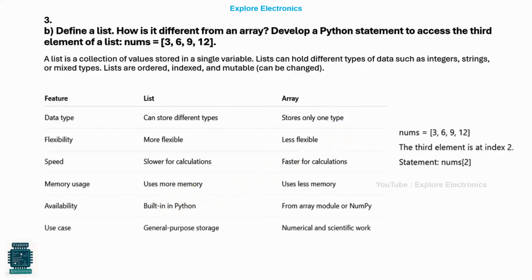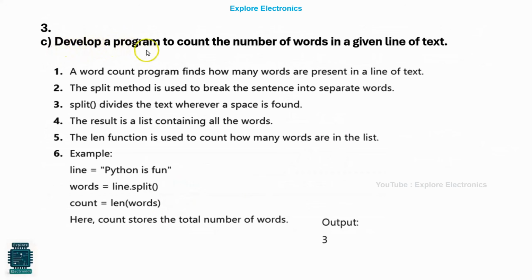Clear with it? And the next question is: develop a program to count the number of words in a given line of text. We have to write code to count the number of words present in a given line of text. Here we have used count to find how many words are present in a given line of text. After that we have used the split method. If you observe here, line dot split, I have used the split method. It is used to break the sentence into separate words.